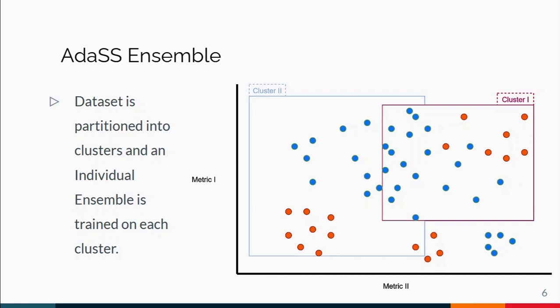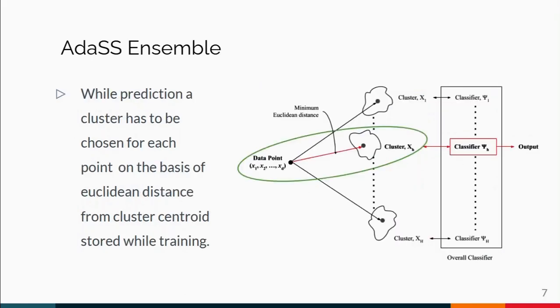Now, on each cluster, we train an individual ensemble. For each point, we proceed by selecting a cluster by comparing the Euclidean distance of the point from the centroid of each cluster. Now, after finalizing the cluster, we choose the ensemble corresponding to that cluster for predicting the class of the point in question.